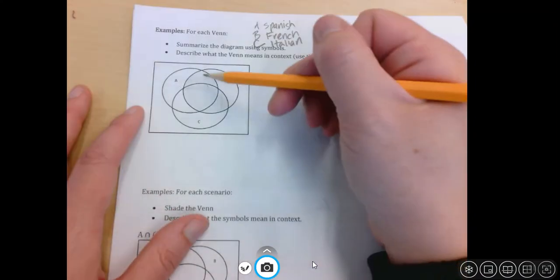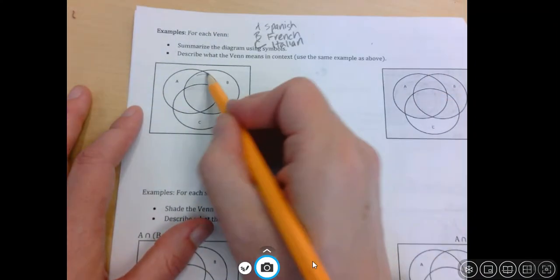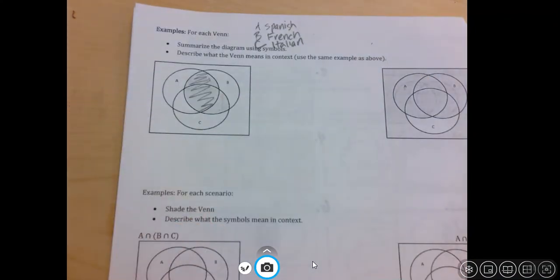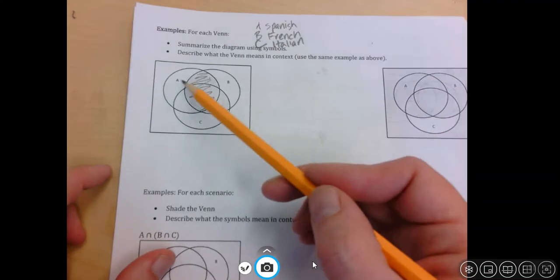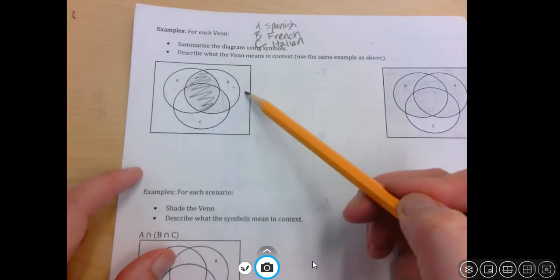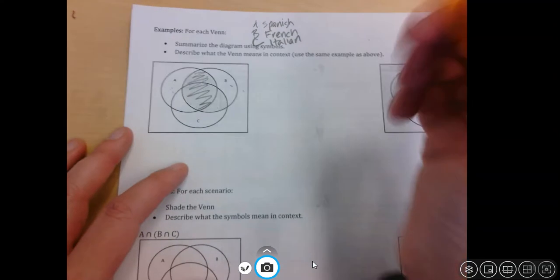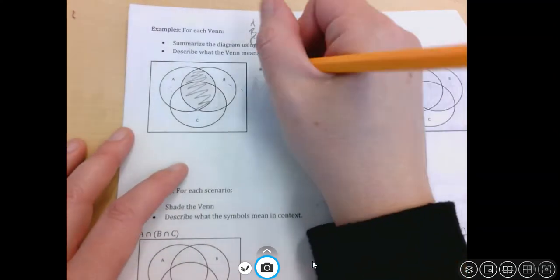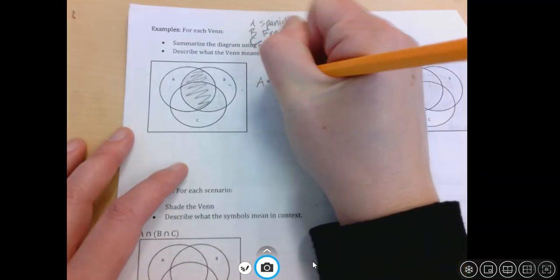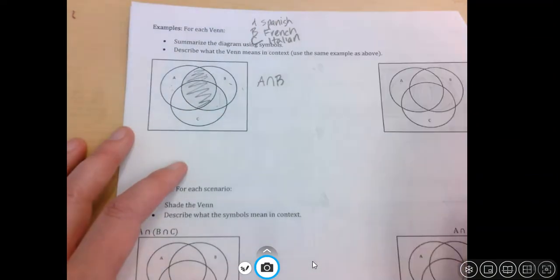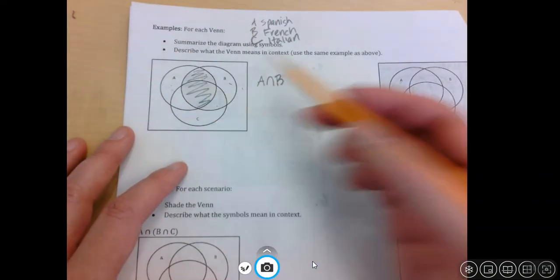Alright, so in figuring this out, what would I call this right here? What's that? Just the part that I shaded. People who speak what? Both what? French and Spanish. Yes, people who speak both French and Spanish. So I've got people who speak both French and Spanish. That's the part that I shaded, right?